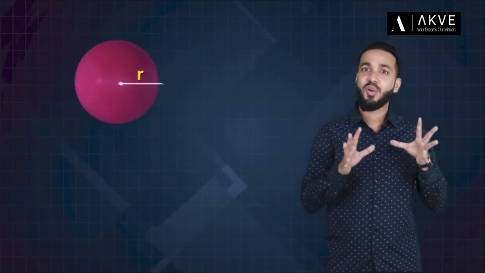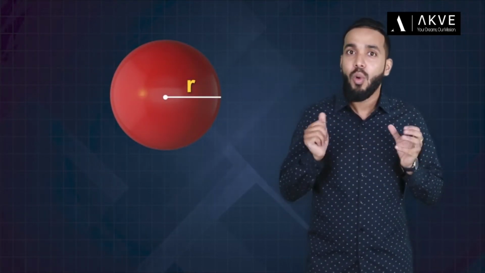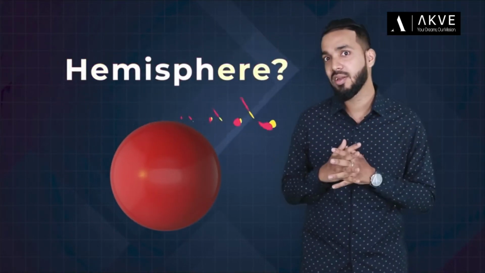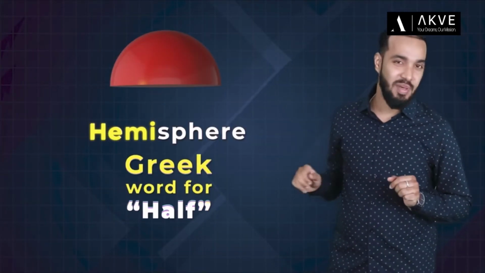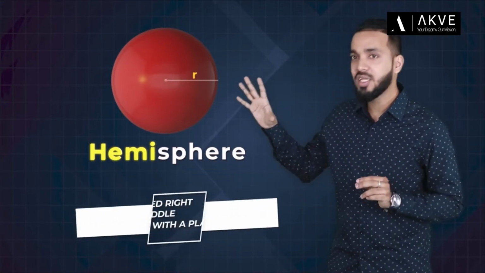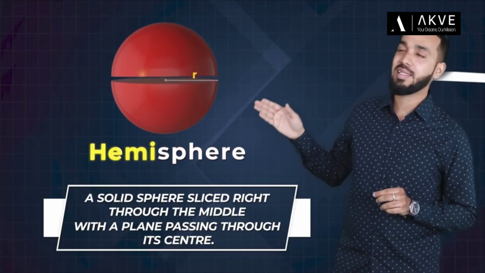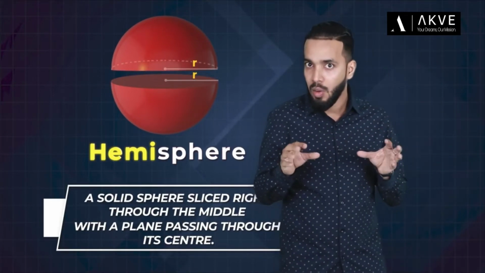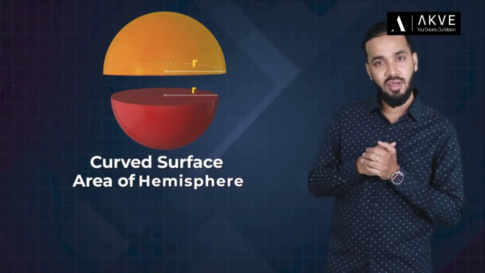So now that we have quite some idea about spheres, I have a question for you. What do we mean by a hemisphere? A sphere cut in half. Precisely. Hemi in Greek just means half. So a hemisphere is just a solid sphere sliced right through the middle with a plane passing through its center.